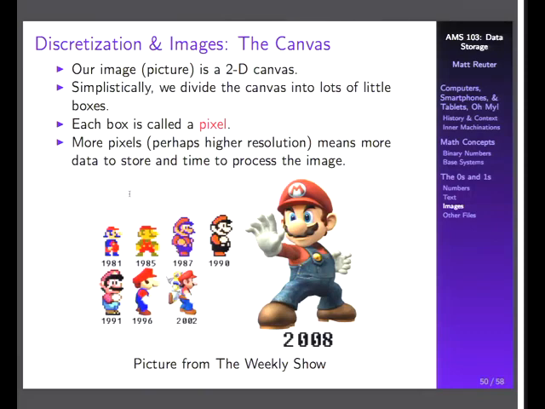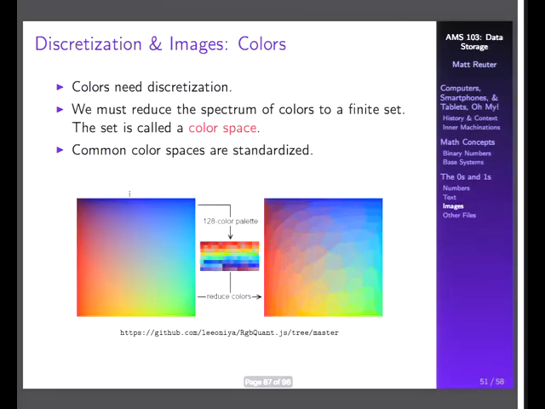Okay? Any questions on this example from last time? All right. Then if not, what I want to do is move on and think about how we actually try to discretize color. And how can we do this?